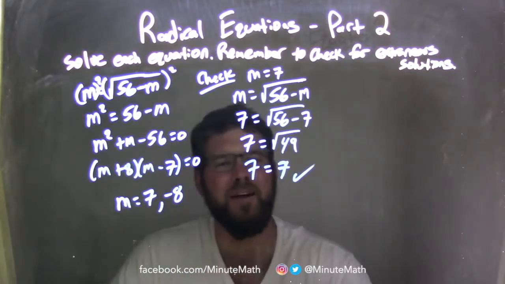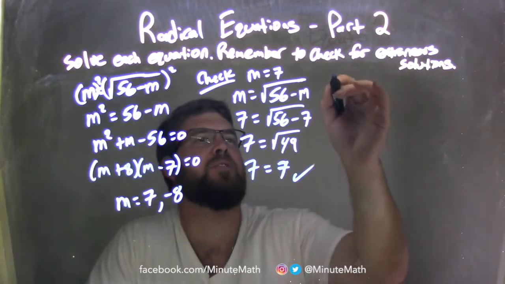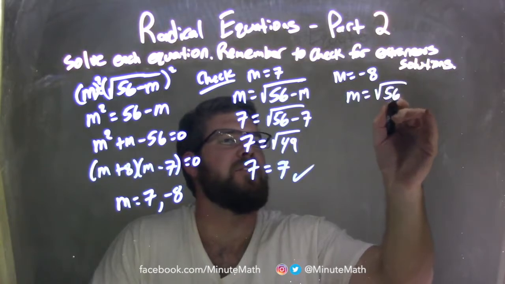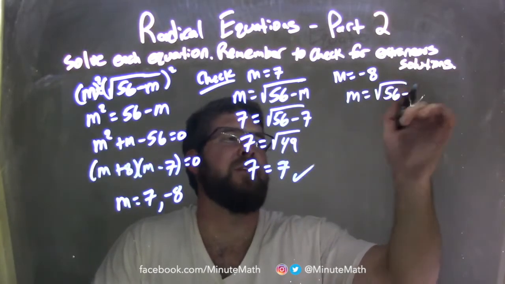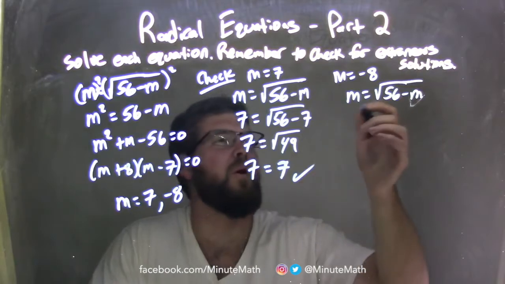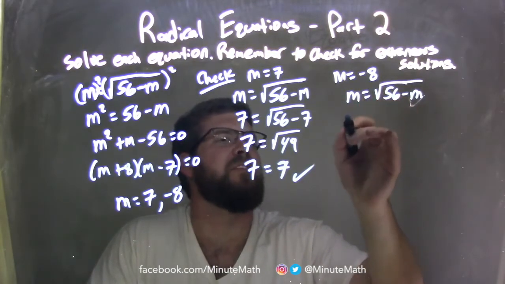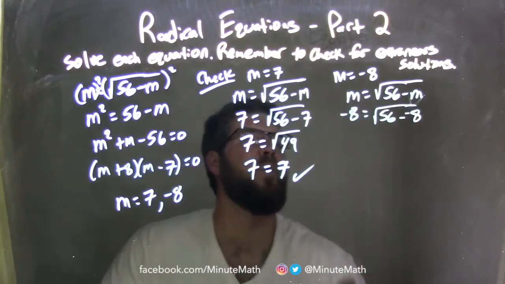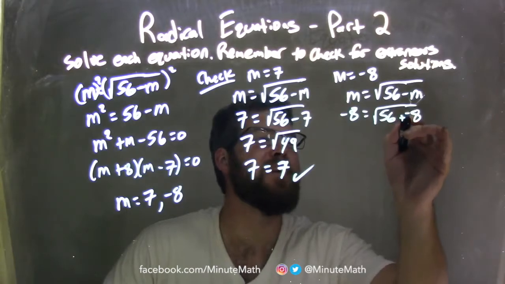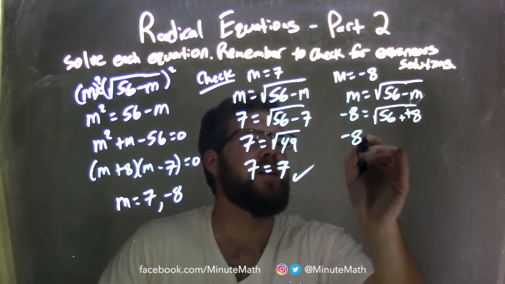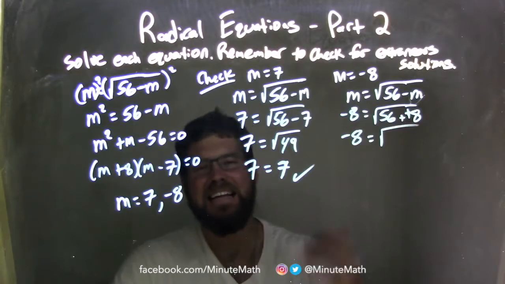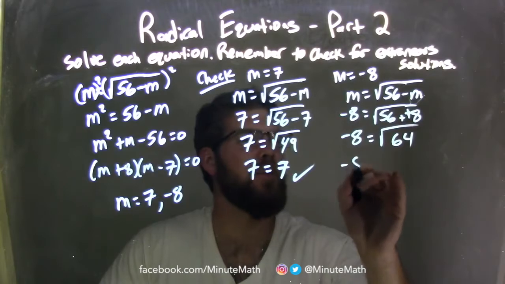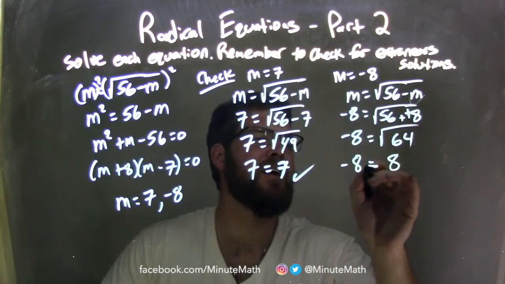So we have two answers here. We got to check both of those bad boys. M equals negative 8. Let's rewrite our equation. M equals the square root of 56 minus M. If I can rewrite the equation, you can too. Negative 8, let's plug it in. Negative 8 equals the square root of 56 minus a negative 8. What does that come out to be? Well, minus a negative is like plus a positive, right? So negative 8 equals the square root of 56 plus 8, which is 64. So square root of 64, oh fantastic, my hopes are high here. Square root of 64 is 8, oh wait, no.